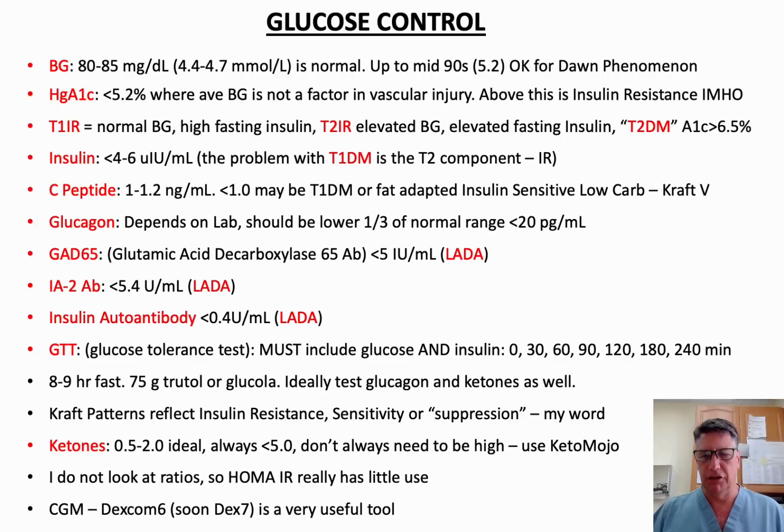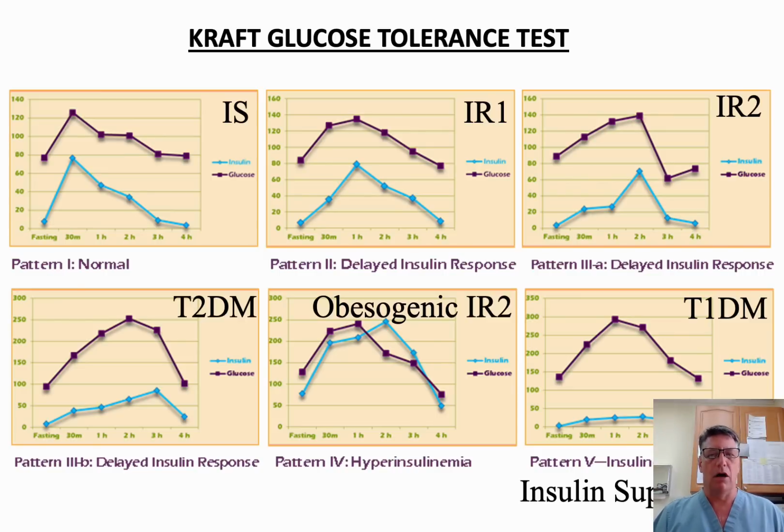I never look at ratios. I look at raw numbers because the ratios can lie to you. So HOMA-IR and those kinds of things, I ignore all of that stuff. I look at the raw numbers. And CGMs, the Dexcom 6 is my favorite, soon to be the Dexcom 7, is a very valuable tool in this population. Now, with the Kraft tables, as we look at the patterns, and we don't do this very often, but we look at two things.